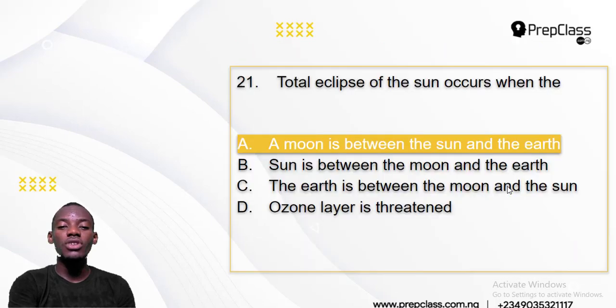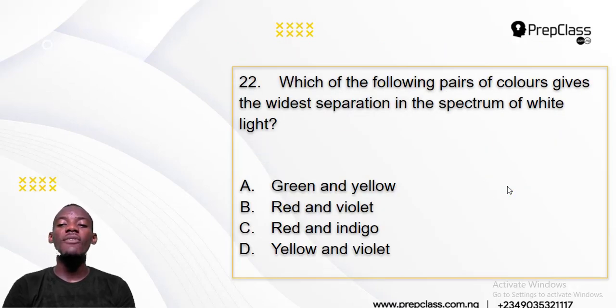So let's go to number 22 now. It says, which of the following pair of colors gives the widest separation in the spectrum of white light? Now, can you remember the color of white light? Now, you know that there are actually 7 colors, right? Those are the 7 colors of the rainbow, right?